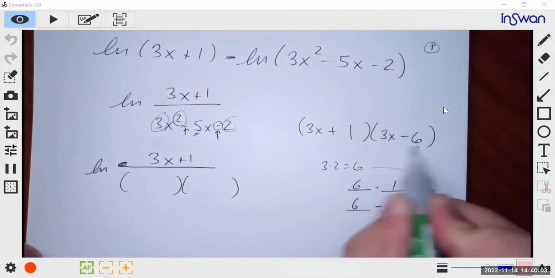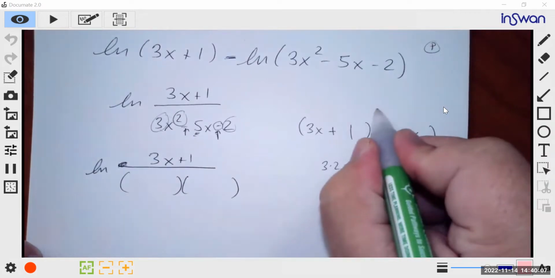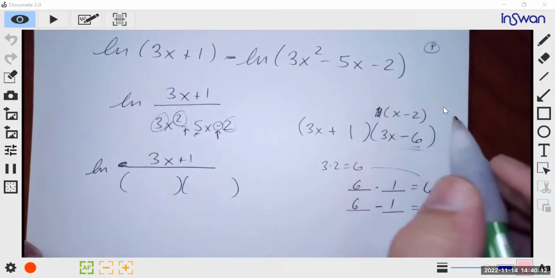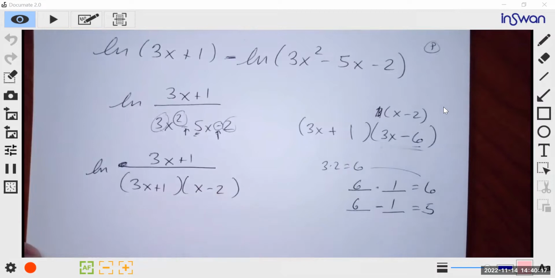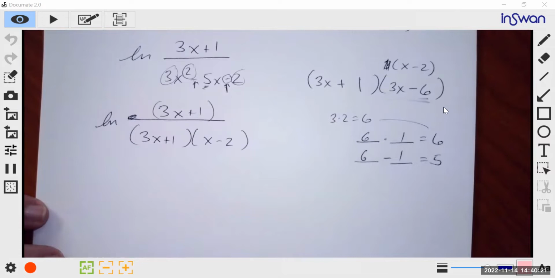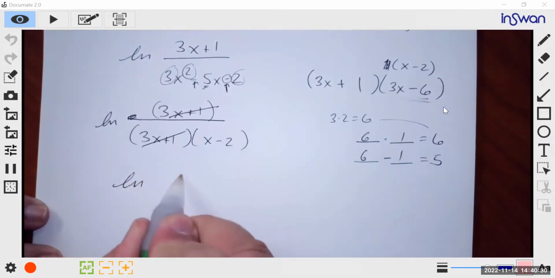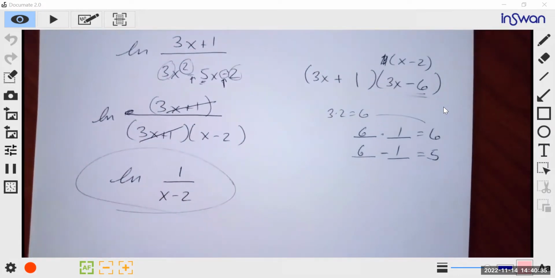Now in this one, can anything factor out? Yeah, we take out a 3, which leaves us with x minus 2. So the factors are 3x plus 1 and x minus 2. These cancel. So I have ln 1 over x minus 2. There's my final answer.